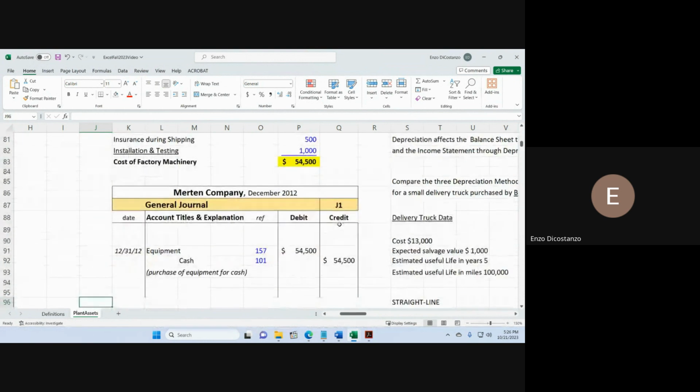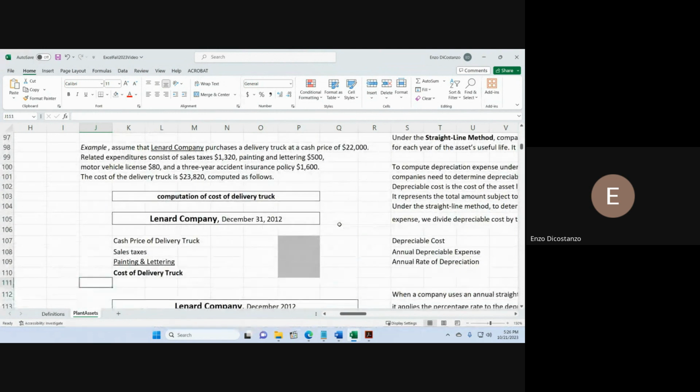Okay. That's what you're doing. That's that journal entry date. Journal entries are based on date, right? So that's what that looks like. Your cash is less liquid. You're crediting a cash asset and then debiting equipment for the purchase of equipment for cash.